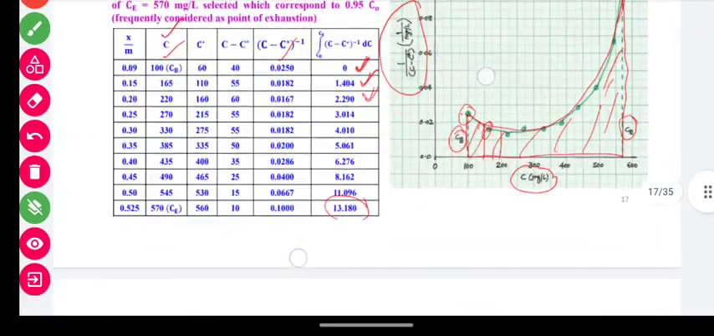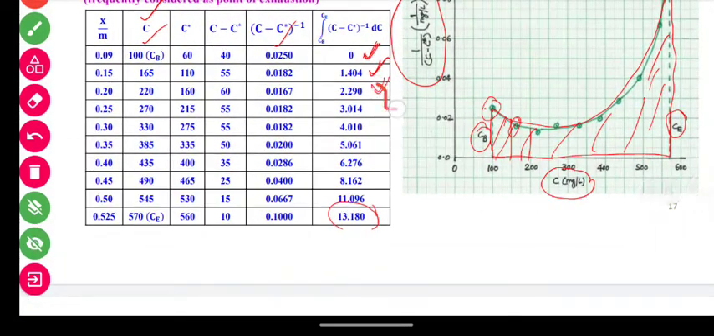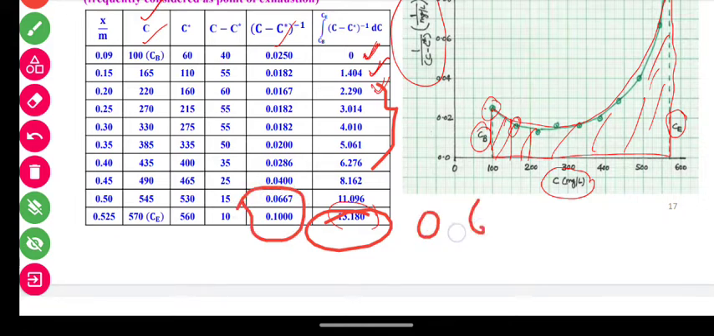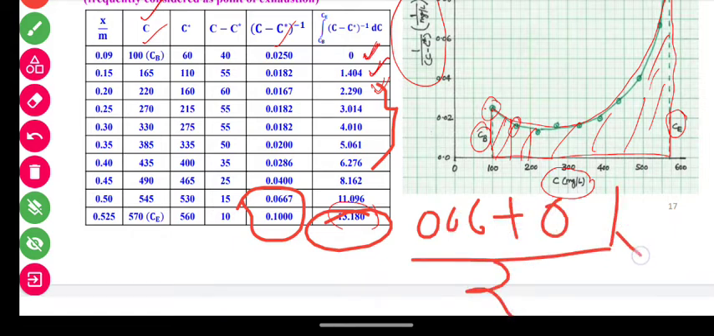Okay, so somewhere here is some error. You can start from the bottom. How will you start? You just take the average of these two, 0.067 plus 0.1 divided by 2, into the difference of these two.